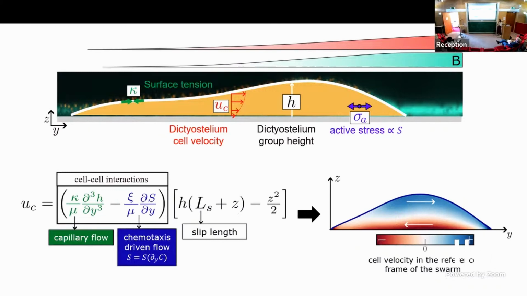And so we can use lubrication theory to model it. The key ingredients are the ones here. We describe the droplet by its height, H. We look at the 2D cross section. We have some surface tension. We then have the flow field that describes how cells move inside the droplet.